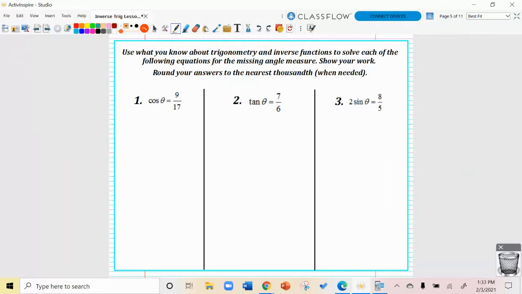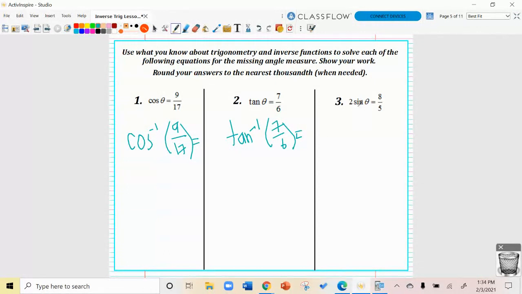So just to extend on this a little bit, let's say I just straight up had this equation, right? No triangle. I don't need a triangle. I just want to figure out the angle. Well, what am I going to use? Cosine inverse of 9 over 17. Go try it in your calculator. Tangent inverse of 7 over 6. Go try it in your calculator.